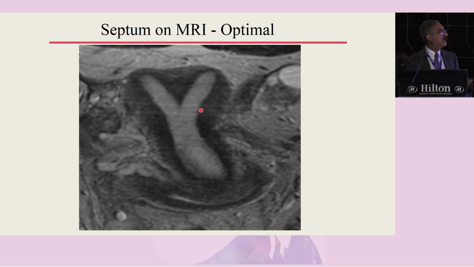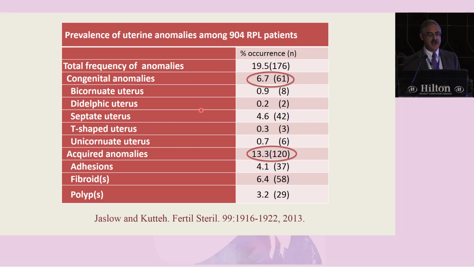So if we now look in this paper, we studied over 900 patients with recurrent pregnancy loss, and we just listed what's the frequency of abnormalities. We broke it down into congenital problems, about 6.7%, and acquired problems, about 13%. And you can see the various factors between the congenital and the acquired. The most common of the congenital, of course, was the uterine septum.